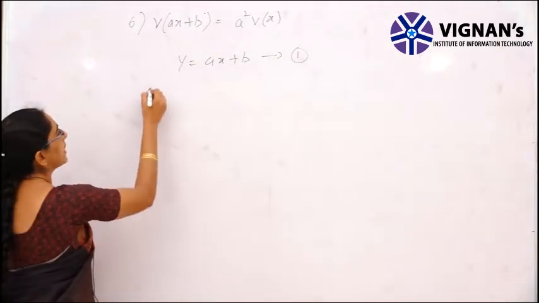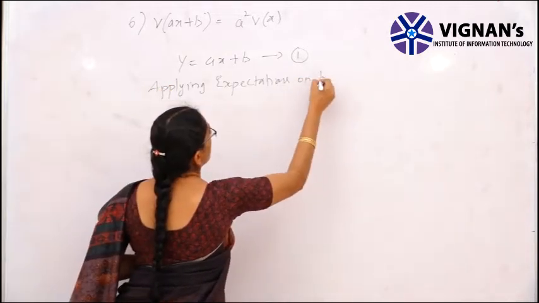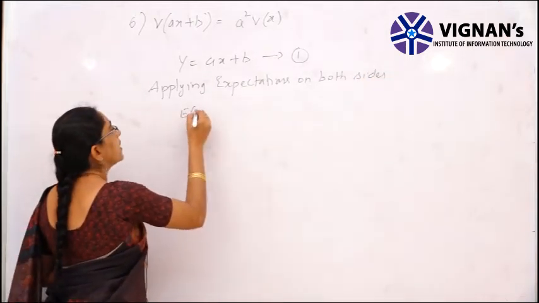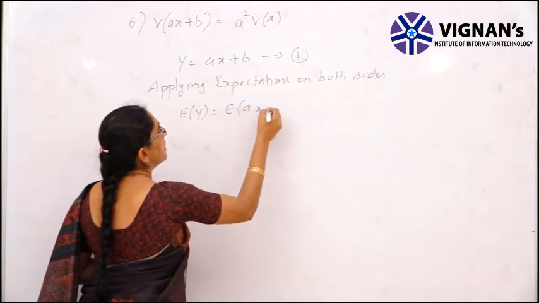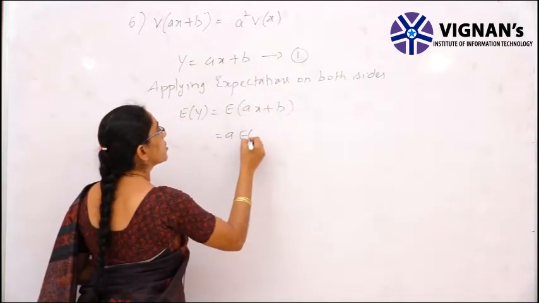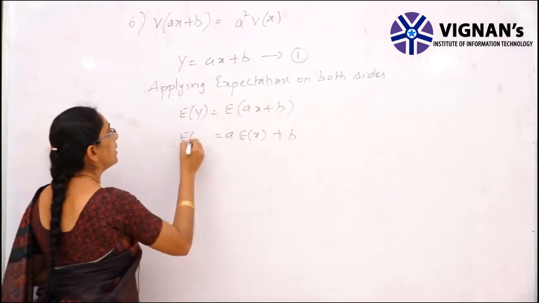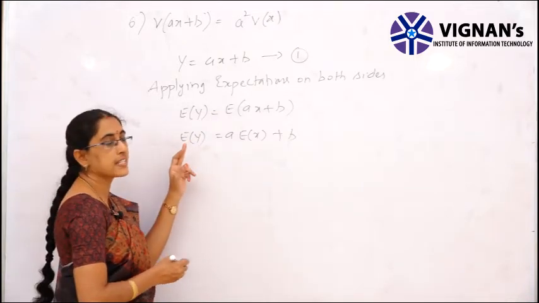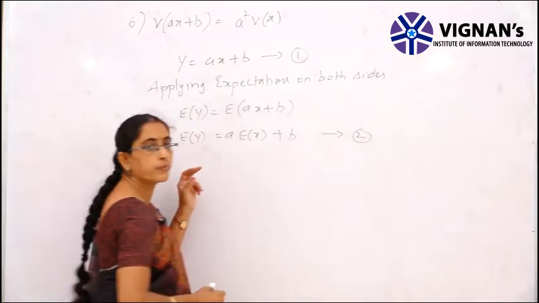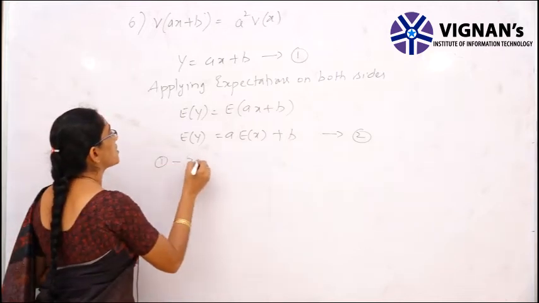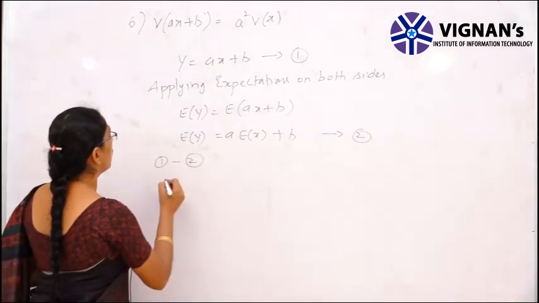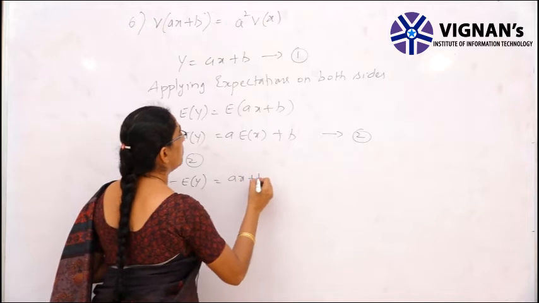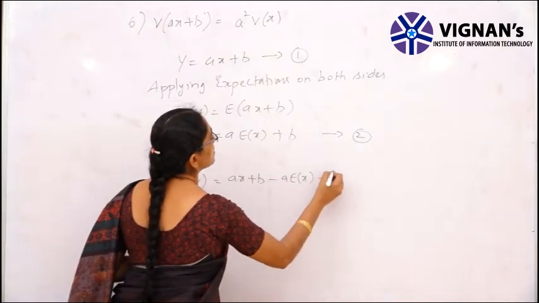then applying expectations on both sides, what happens? What is expectation of y, expectation of ax plus b? That is the third property, a into expectation of x plus b. So let us consider this, expectation of y equal to a into expectation of x plus b, as the second equation. And if you subtract these two equations, the first and the second, y minus e of y is equal to ax plus b minus a into expectation of x minus b.